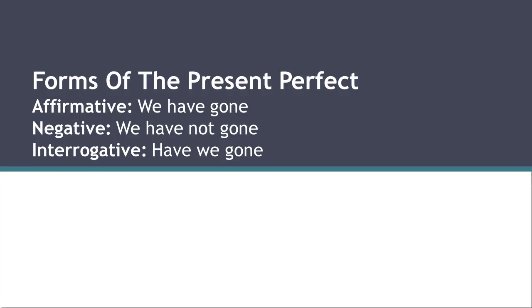So let's look at the forms of the present perfect. In the affirmative, we say we have gone. In the negative form, we say we have not gone. And in the interrogative, we say have we gone. We put the have at the beginning of the sentence.